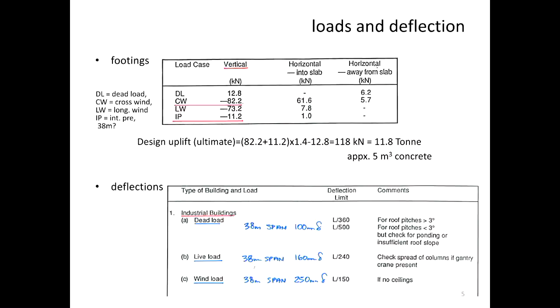So we are looking at an example here. We've got a load case. We've got dead load, which is the first one, then crosswind, longitudinal wind, and internal pressure. Now, what we're seeing here is just an example. We've got a calculated load, and based on the calculated load, we look at dead load, which is 12.8 kilonewtons, which is 1.28 tons. Crosswind is 82.2, longitudinal wind is 73.2, and internal pressure is negative.